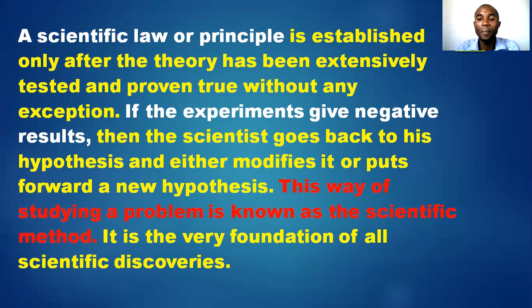Now, if the initial experiment was negative, if the result did not agree with the guess, then the scientist goes back to his hypothesis, the initial guess, and either modifies it or puts forward a new hypothesis. He will change his thinking or modify what he thought of. This way of studying a problem is what is called the scientific method.